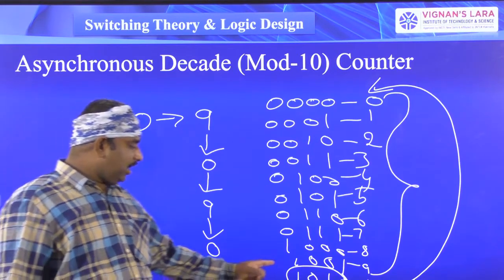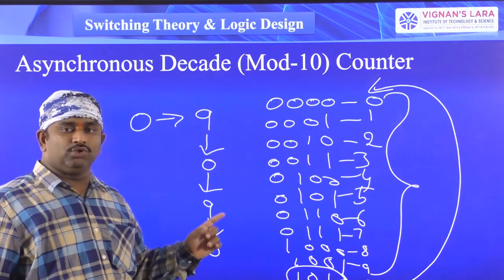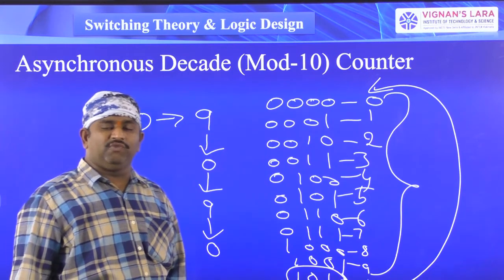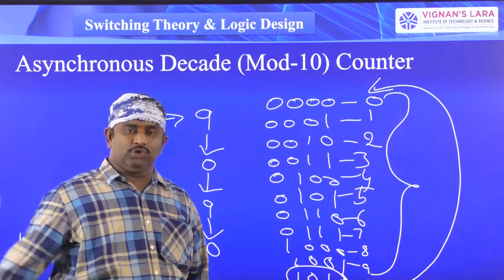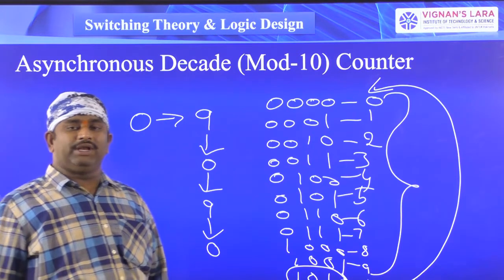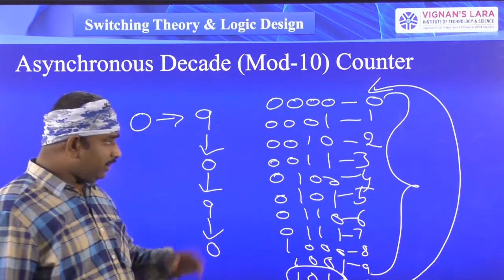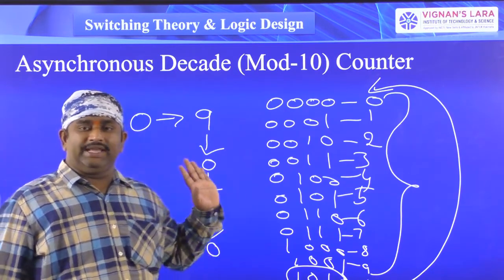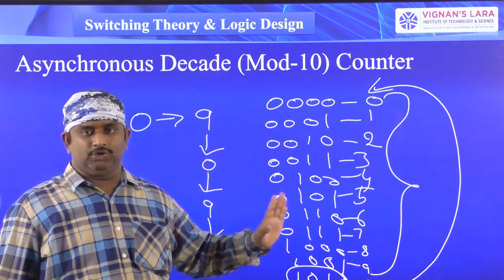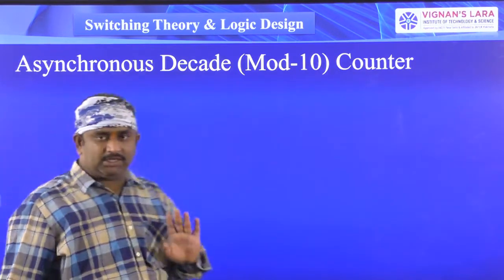That is, whenever 1010 is reached, the counter goes to the 0 situation. The counter goes to 0 outputs. That is, all the flip-flops go to 0, 0, 0, 0. That is the reset operation we have to perform. Otherwise, we have to clear all the flip-flop outputs. Then the zeros will start the counting. So this is the behavior. The decade counter counts from 0 to 9. After 9 we again start from 0. This is the major conversion.